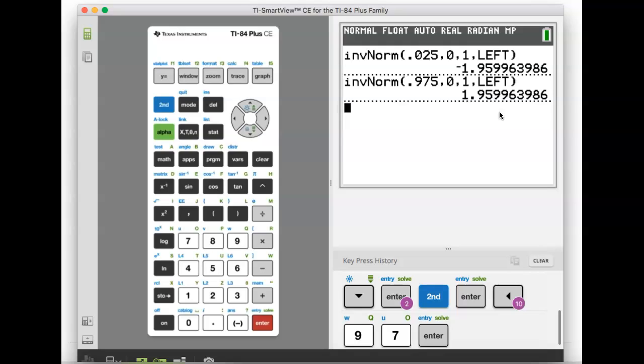I'm not even going to talk about how to use the table because it's ridiculous. All right, let's do this. Let's construct a confidence interval. So we're going to walk through a full example here.